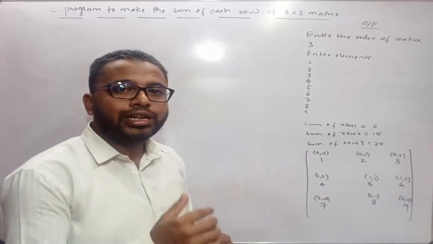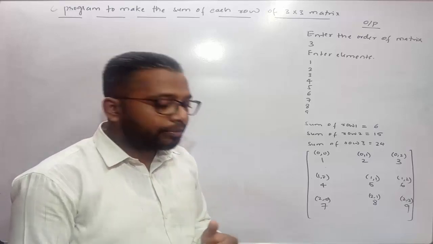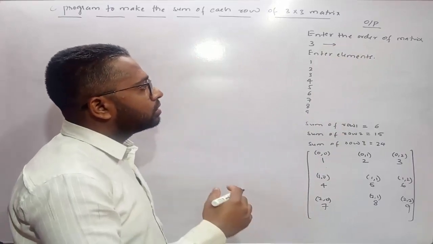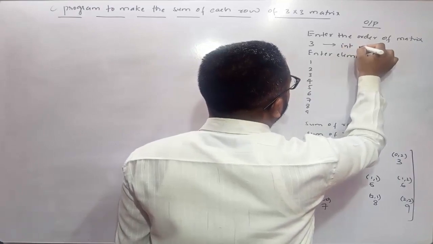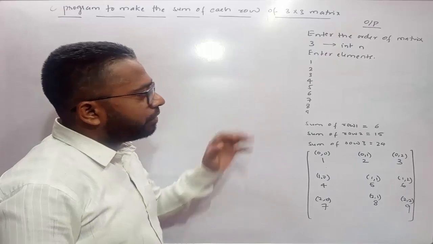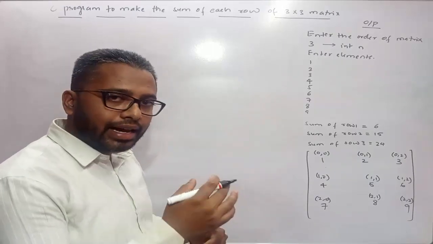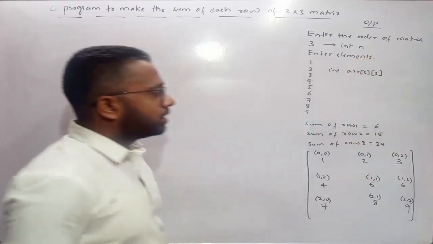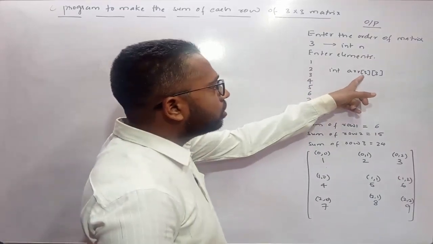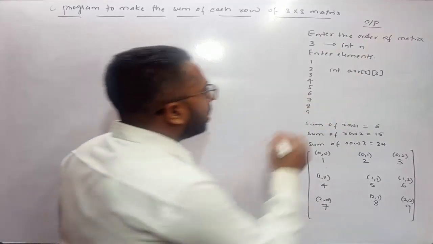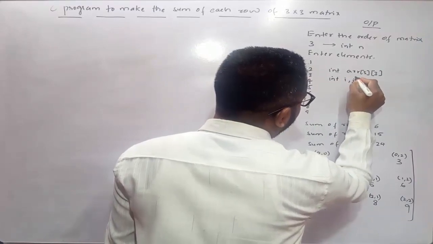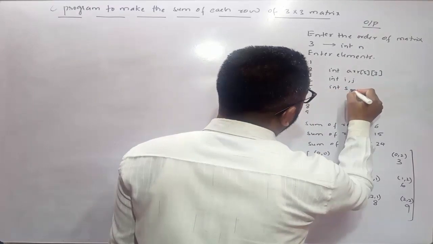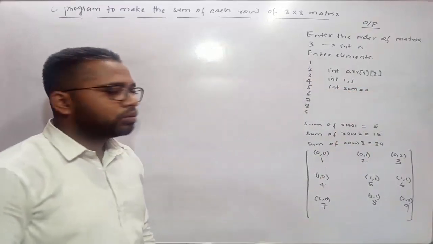To get this output, we first need to declare a few variables. We should know what variables are required. Just by looking at this output, since I'm asking the user to enter the order, I should store this value inside some variable n of type integer. I'm also accepting a few numbers from the user, and I'm storing these numbers inside an array. That's why I need to create an array of type integer, array[3][3]. Since I'm using a 3x3 matrix, I have set the row to 3 and the column to 3. Apart from the array, I want a few other variables like i and j, which will help me iterate over each and every element of this matrix. And finally, I want sum, and I need to set this to an initial value of 0.